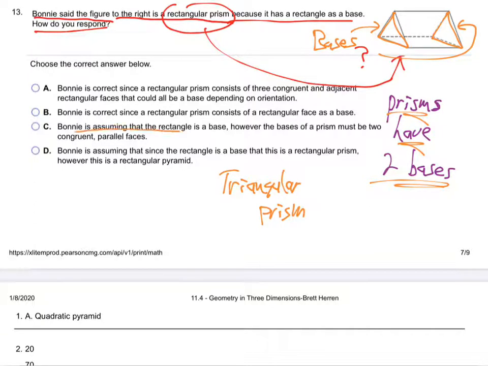Bonnie is assuming that the rectangle is the base. However, the bases of a prism must be two congruent parallel faces. That's true. What's wrong with this one? Bonnie is assuming that since the rectangle is a base, that this is a rectangular prism. However, this is a rectangular pyramid? No, it's not a pyramid. All right. There we go.